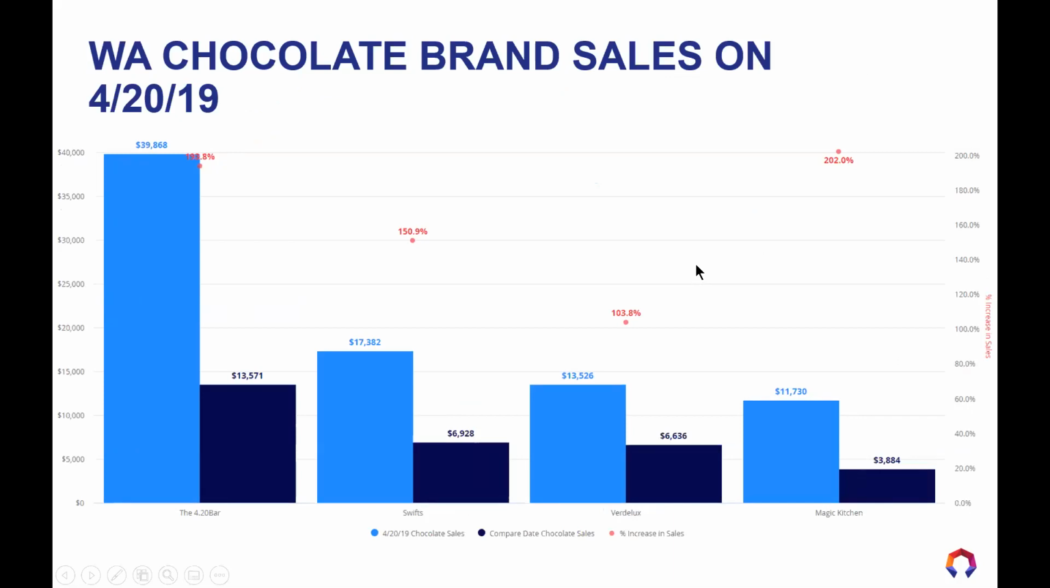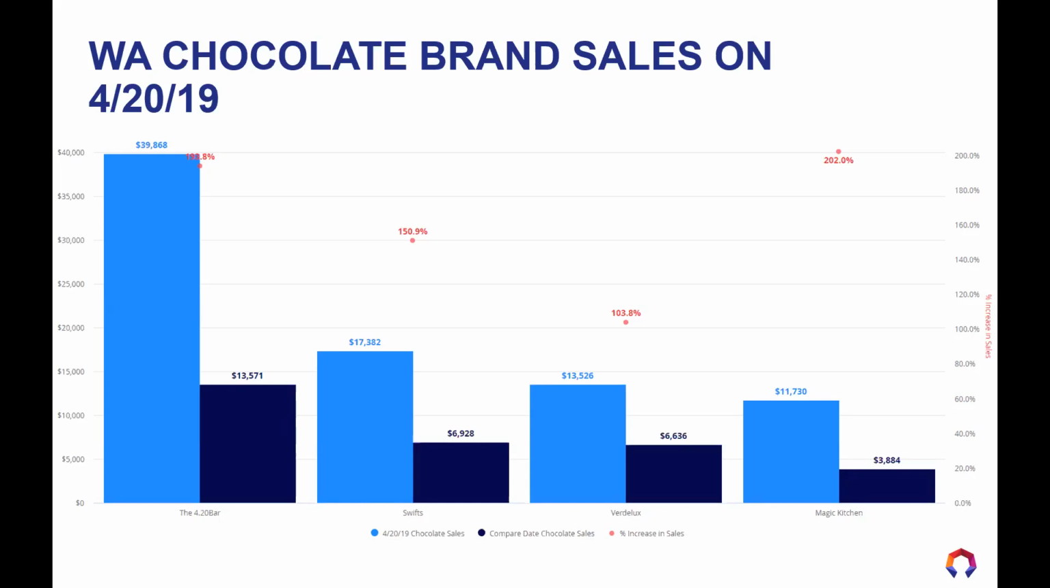So here we've got a similar graph. We're looking at the top 4 selling chocolate brands on 420, and again, comparing those to the previous 4 Saturdays. I think there are 2 big takeaways here. One is that across the board, all of the top selling chocolate brands had massive growth on 420. The smallest growth percentage on this graph is over 100% growth, meaning that producers should be expecting to at least double their normal sales on 420.